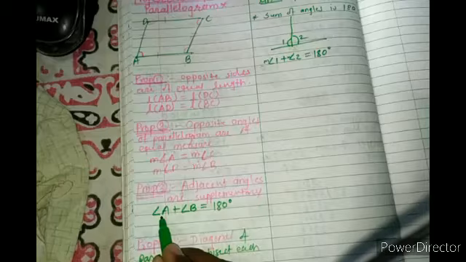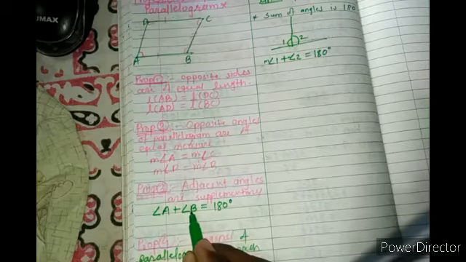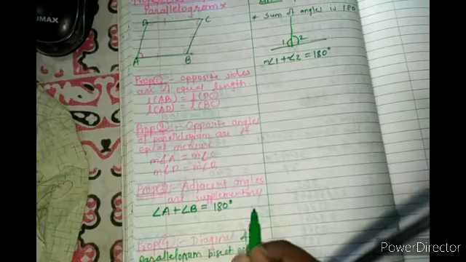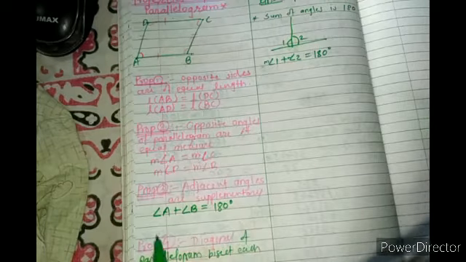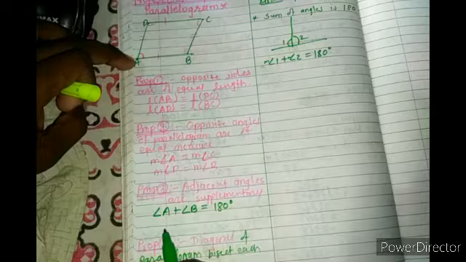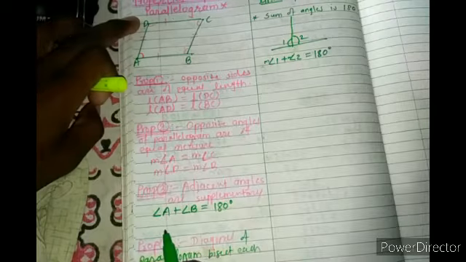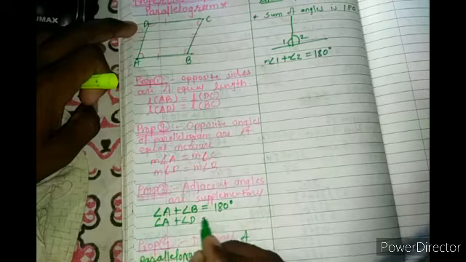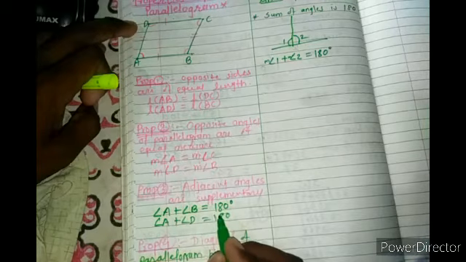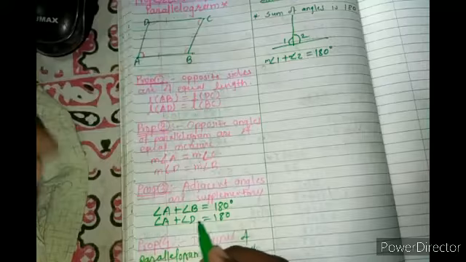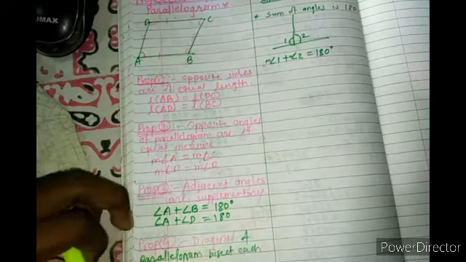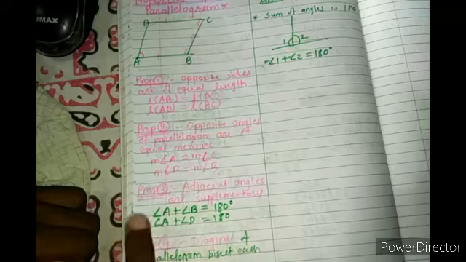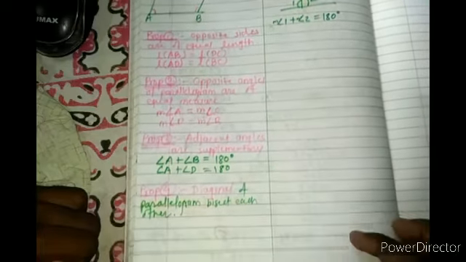If one of the angle given, then second angle we can find out by shifting it toward the right hand side or subtracting from 180 degree. Suppose I am taking A, another adjacent angle, that is D. So angle A plus angle D equal to 180 degree. Like that you can take each and every adjacent angles, and their sum would be always supplementary. That is the property number 3.